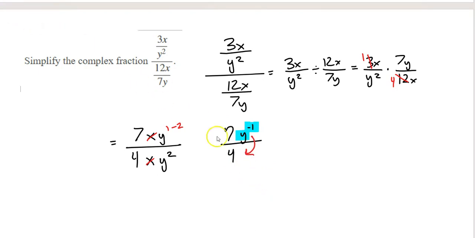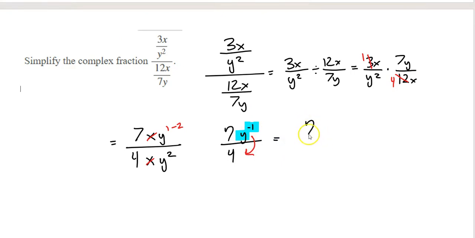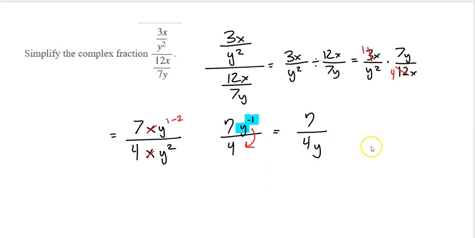And vice versa. If you had a negative power on the bottom, it would get shifted up to the top. So my final answer for this one is going to be 7 over 4y. All right, let's continue on. One more example.